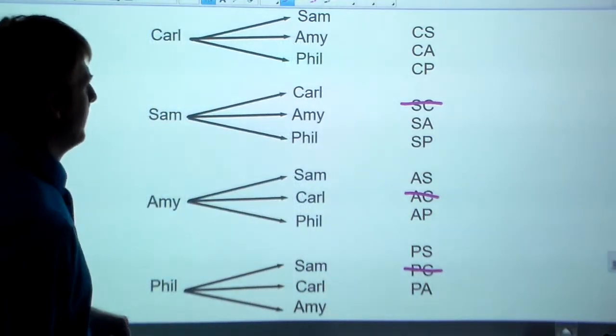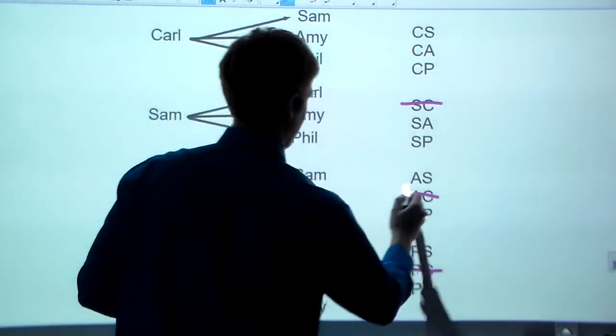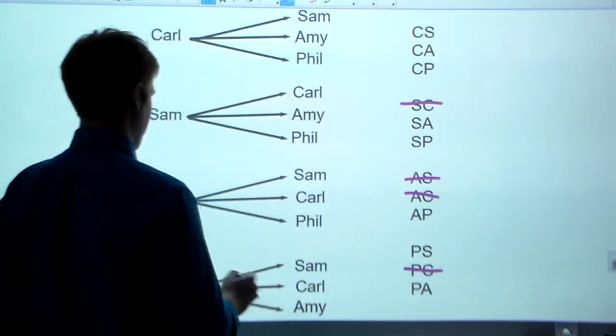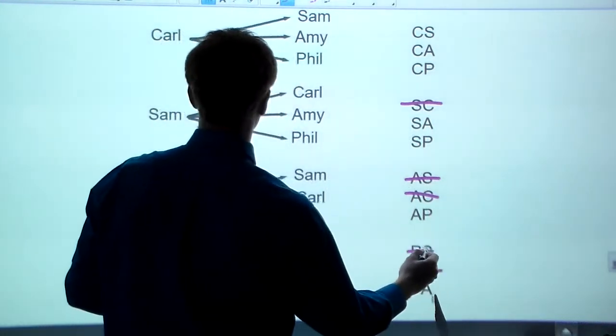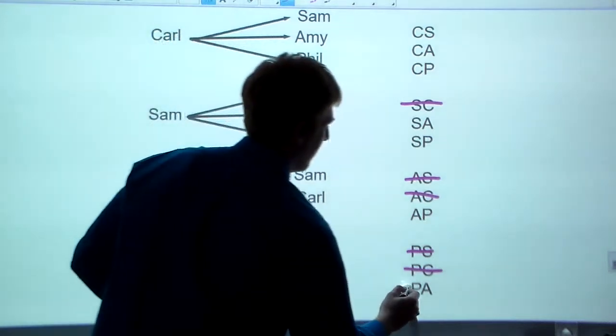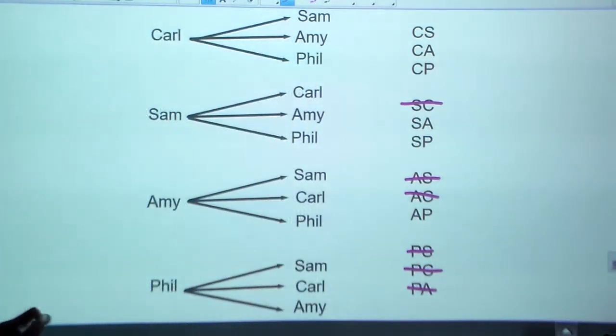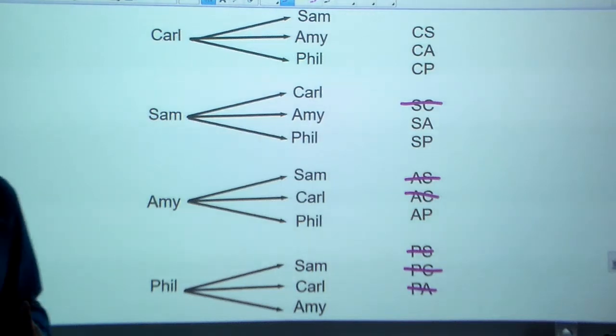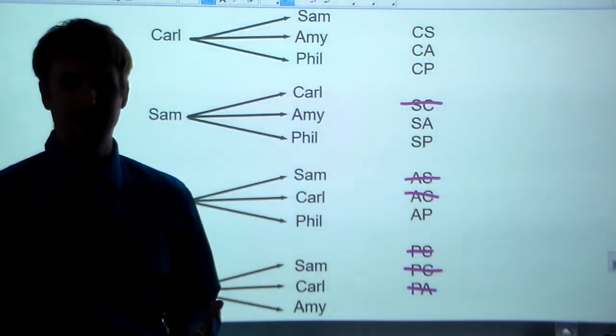And I'll do this quickly. Sam and Amy is the same as Amy and Sam. Sam and Phil is the same thing as Phil and Sam. And then, what else we got? Amy and Phil is the same thing as Phil and Amy. So I just cut my list in half. There's actually only 6 possibilities here, because I've divided out any repeats, since order doesn't matter.